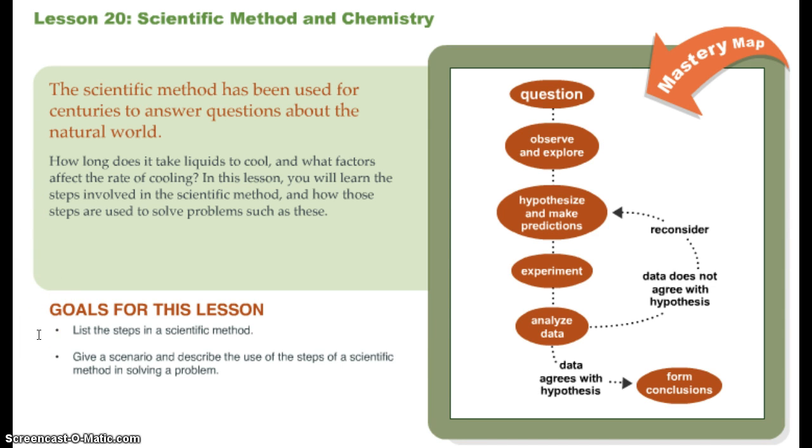Goals for this lesson: list the steps in the scientific method, give a scenario, and describe the use of the steps in a scientific method in solving a problem. First, you question. Then you observe and explore. Then you hypothesize and make predictions. Do an experiment. You analyze the data. If the data does not agree with your hypothesis, you reconsider your hypothesis. If the data does agree with the hypothesis, you form conclusions.